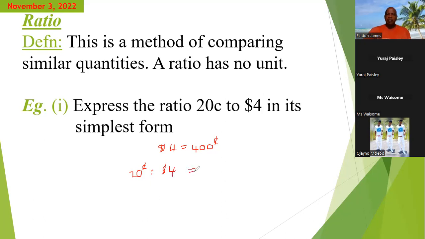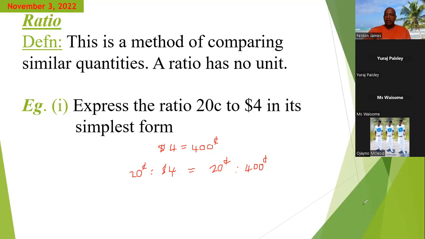That will become 20 cents to 400 cents. And once you now have it in this form where both of them have the same units, then what will happen is that the units will cancel out. And so the ratio won't have any units, all right? Now, if you're writing this in its simplest form, it means that you want to reduce it in a form where the ratios have their smallest numbers.